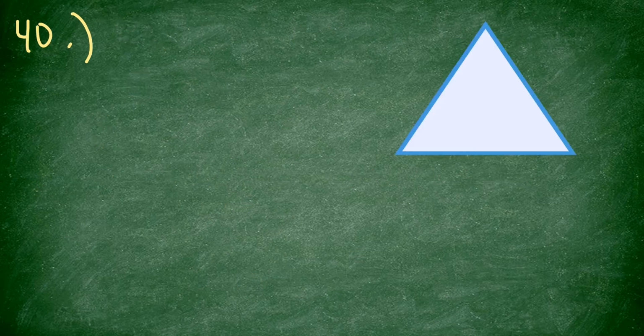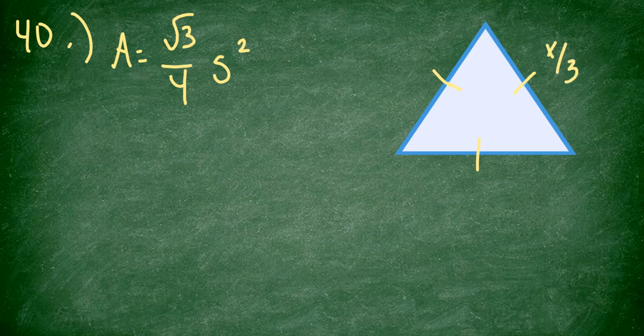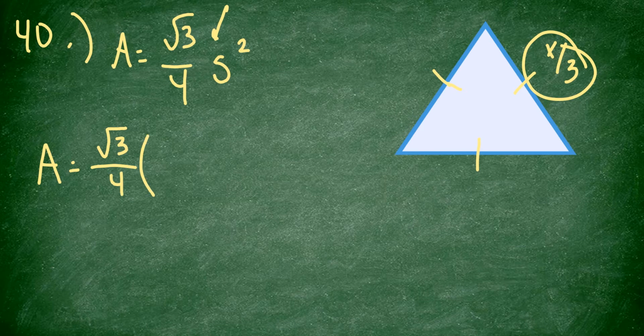Alright, 40, they have the area of a triangle formula. So the area equals the square root of 3 over 4, side squared. It's an equilateral triangle. That's why it's not base times height. They're telling you that the side length is x over 3. So all you're going to do is take this side and plug it in for s. So I'm going to get area equals square root of 3 over 4, and instead of s, I'm going to put in x over 3 squared.